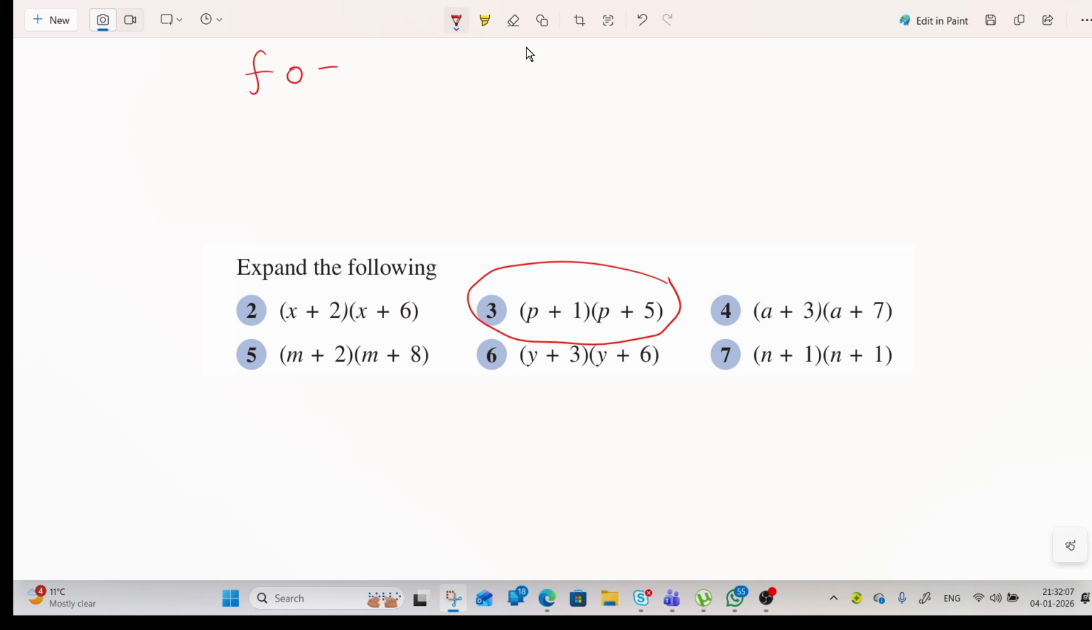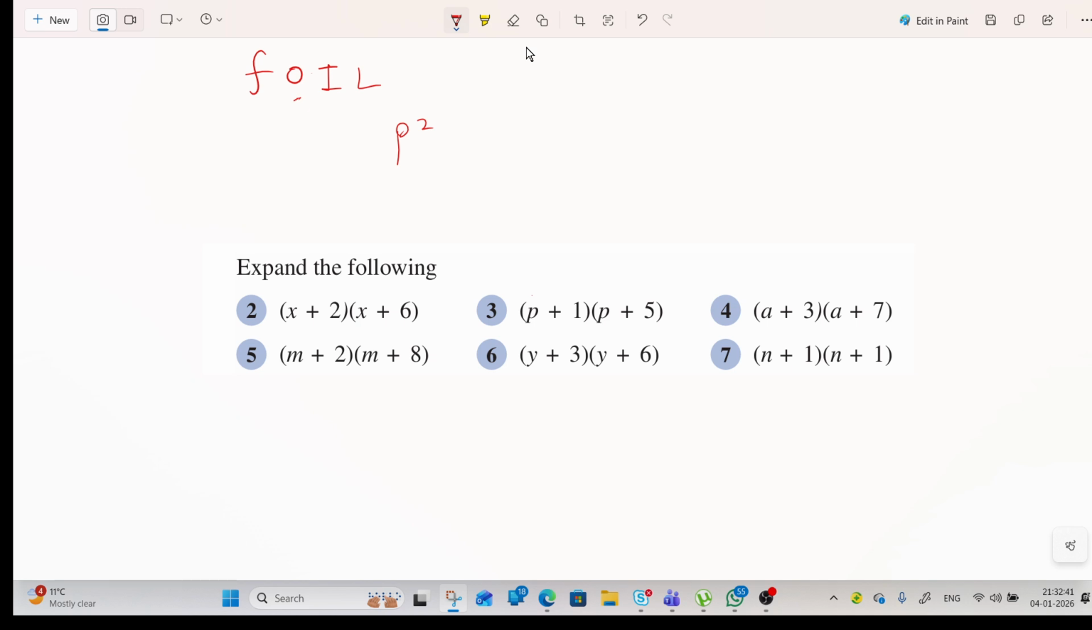Use this first, outer, inner, last. Multiply the first term with the first. x times x, no, this is p, and this is 2x, this is p. Okay, these two. Yes, first you get p squared. These times this.